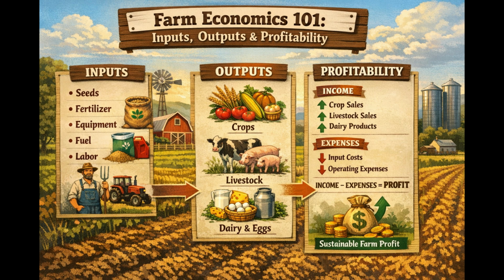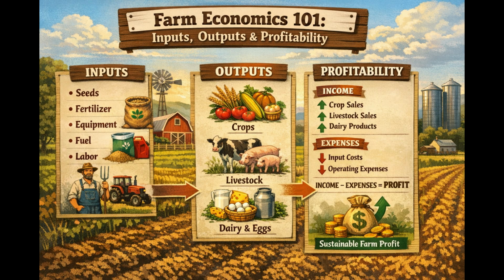Fixed costs, on the other hand, stay the same regardless of how much you produce. Land rent or mortgage, equipment depreciation, insurance, property taxes, year-round salaries for permanent staff, loan payments. These costs are there whether you farm 1 acre or 100 acres. You've got to cover them no matter what. Understanding this distinction is critical for making smart business decisions.